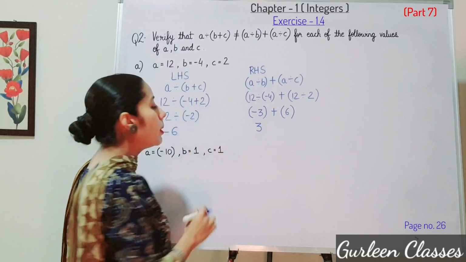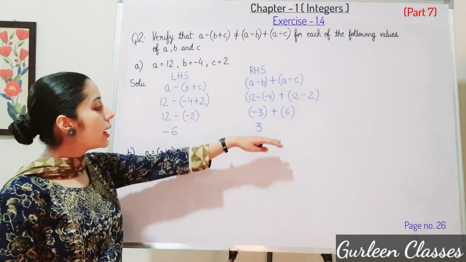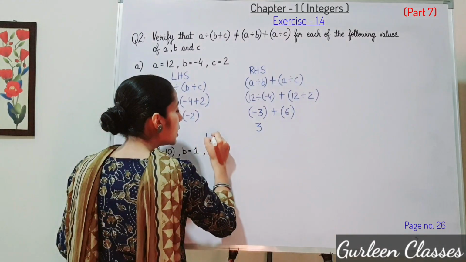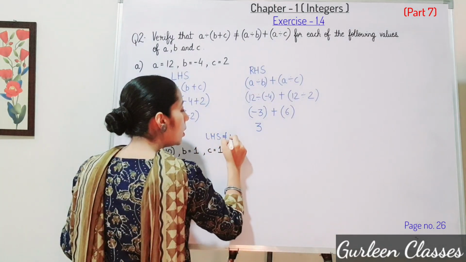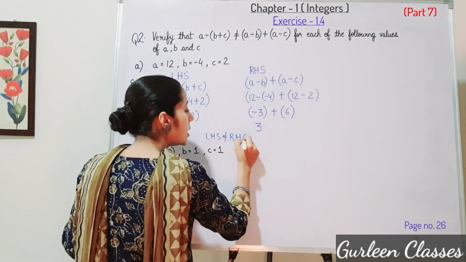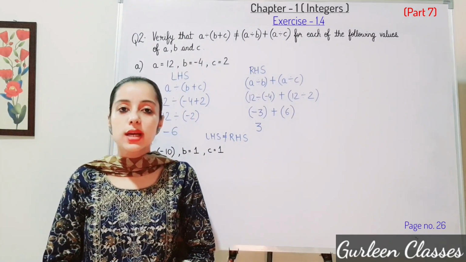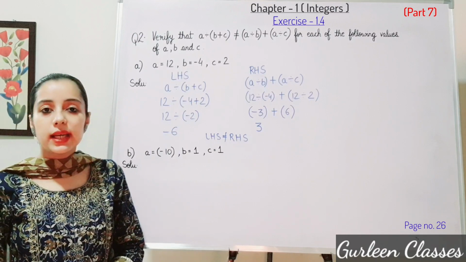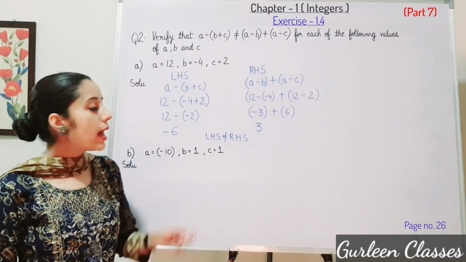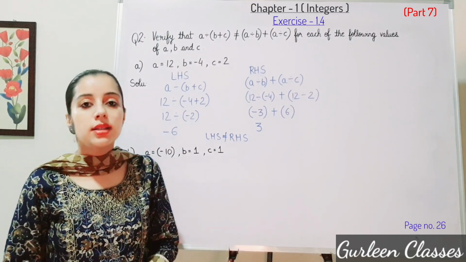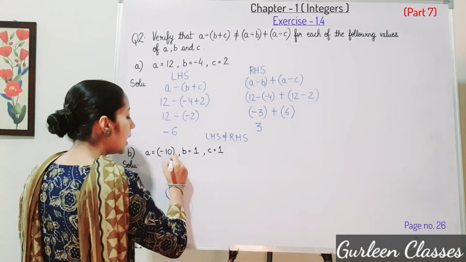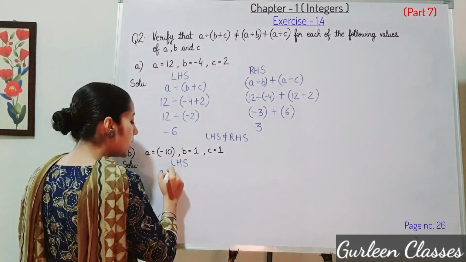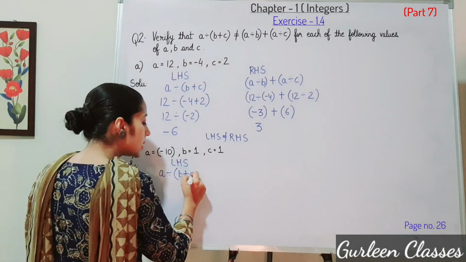So here it is coming minus 6 LHS and RHS is coming 3. So right here LHS is not equal to RHS. So hence the given values are verified. B bar, A is equal to minus 10, B is equal to 1 and C is equal to 1. So let us solve in the same way. LHS and the question is A divided by B plus C.